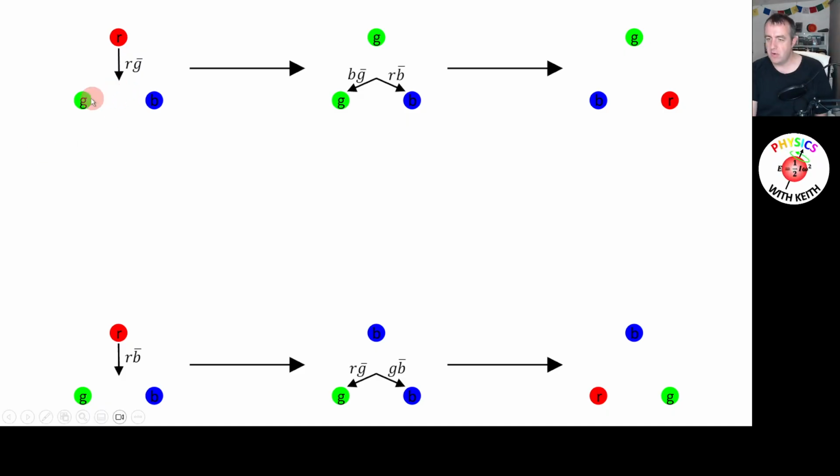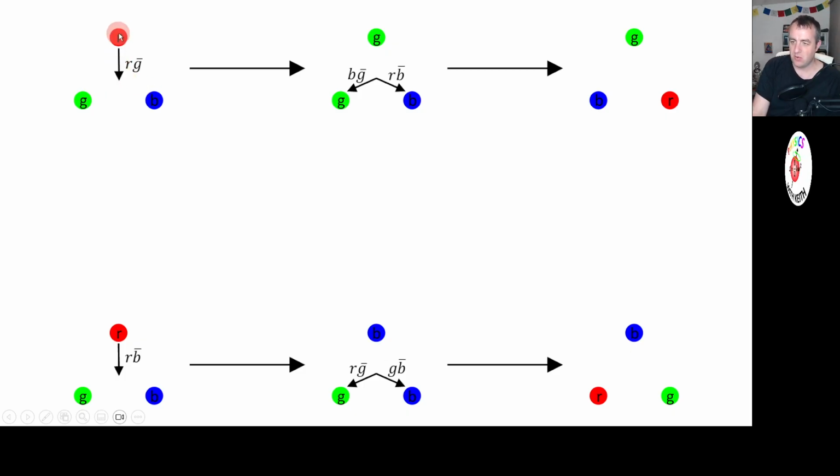Green anti-blue. There we are. So if this emits green anti-blue, it loses its greenness, and because it loses anti-blueness, it becomes blue, which is the same as what we've got here. Oh, I should have just looked ahead. And then that one, that green anti-blue, can split by gaining red and anti-red.